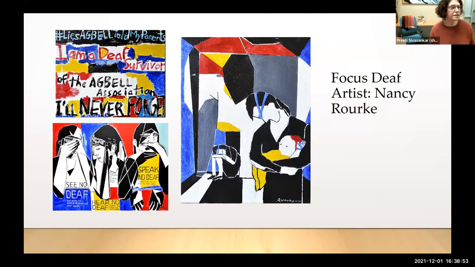Like other deaf artists, her subject matter often is shared oppression. The A.G. Bell lies: A.G. Bell told my parents. This bottom one, see no deaf, hear no deaf, speak no deaf. And this larger one, hearing parents, blinded, deaf baby, hand wrapped so no signing can be used. And I am not sure, because I haven't asked her, if this red is blood from a surgical implant, but I suspect that's what it is.